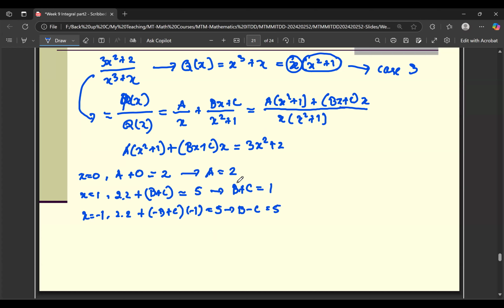If we perform b and c using elimination substitution, this is elimination. We have b equal to 6 and b equal to 3. And b is 3, c will be minus 2.